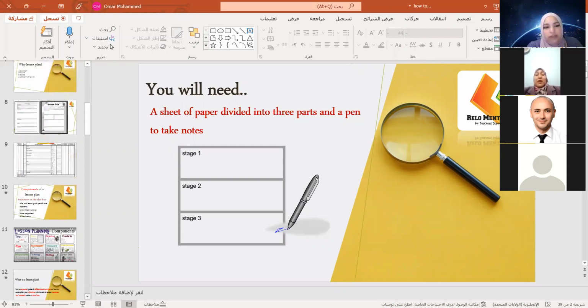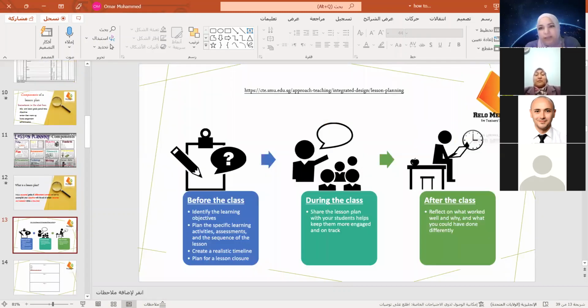What are the stages of the lesson plan? Look at this slide. The lesson plan is divided into 3 stages. Before the class, which is our preparation; during the class, what we are doing inside the class; and after the class, which includes assessment, reflection, feedback, and all this stuff that happens after the class.